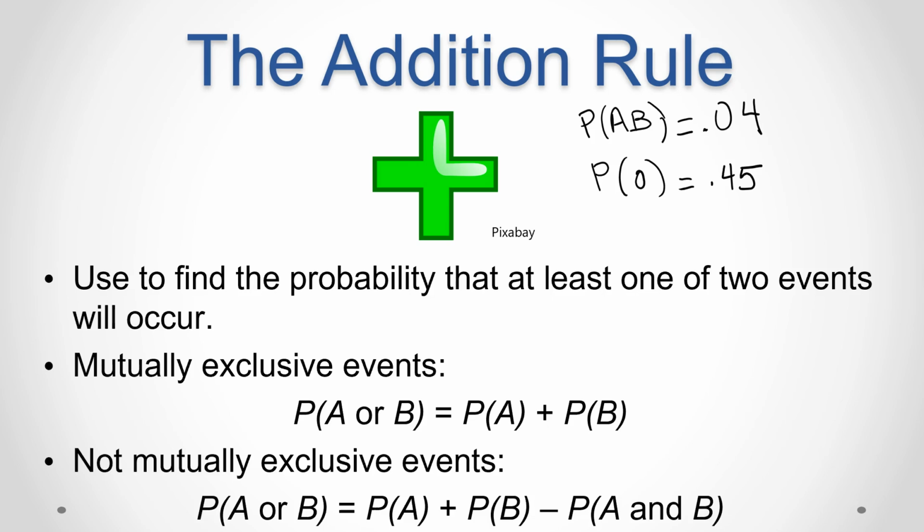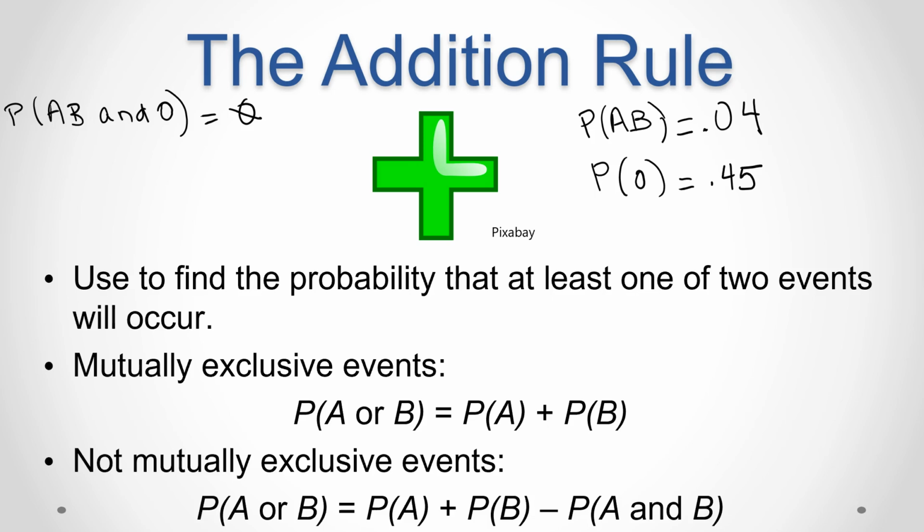So let's start with question A. The events having AB and O blood type are mutually exclusive. An individual cannot have both blood types. So the probability that a person has an AB and an O blood type is 0. Probability of AB and O is equal to 0. That's always the case for mutually exclusive events.